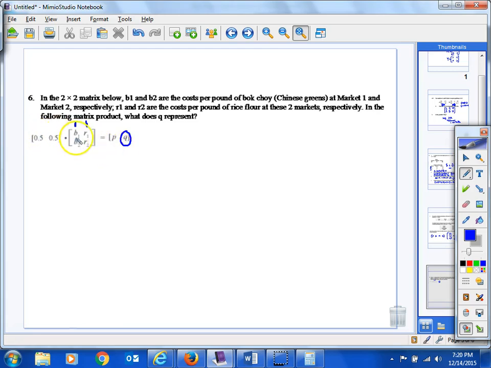Okay, well, if we were multiplying this out, this would be the row 1, column 2, so it would be 0.5 times R1, which is the rice flour at market 1, and then the bottom number, R2, would be 0.5 times R2, which is the rice flour cost at market 2. We would add these together to get a sum. So what does Q represent?